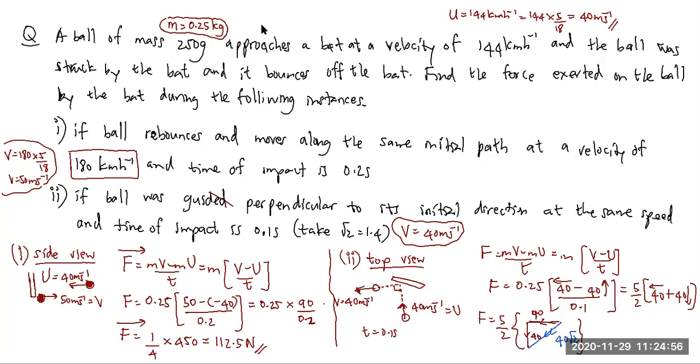Okay. So here you can't just add 40 and 40. You have to be careful. The directions are different. So final answer 5 over 2 into 40 root 2. That will be now see 2 and 40 will be 20. 20 into 5 is 100. So that is 100 root 2. And for root 2, we can substitute 1.4, and that will give us 140 Newton in this direction.